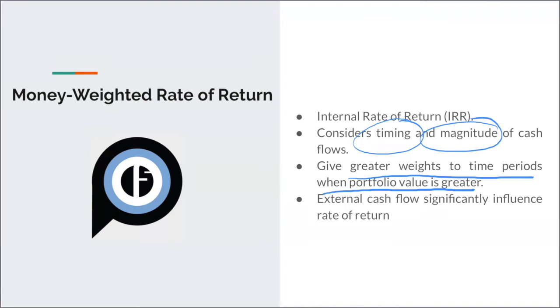So the money weighted rate of return is affected by external cash flows, and the rate of return is significantly influenced by the frequency and the magnitude of the cash flows.